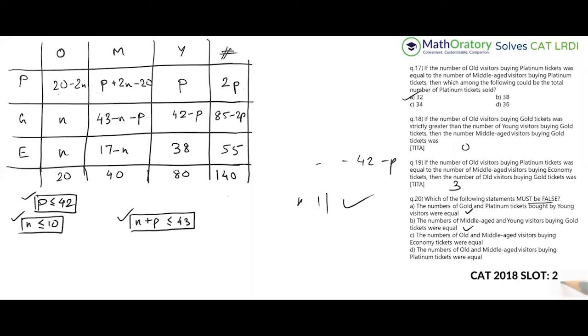Let us look at C here. The number of old and middle-aged visitors buying economy tickets were equal. Now this, on the face of it, you should understand, is not possible. One of them has to be odd, another has to be even. If you're not getting that, you have N is equal to 17 minus N, right? So 2N is equal to 17. So how is that possible? That is not possible, right? 2N has to be an even number.